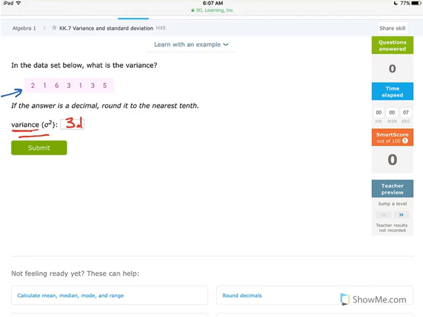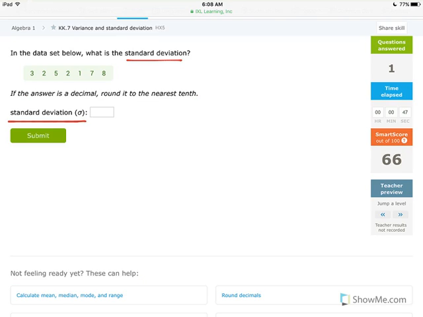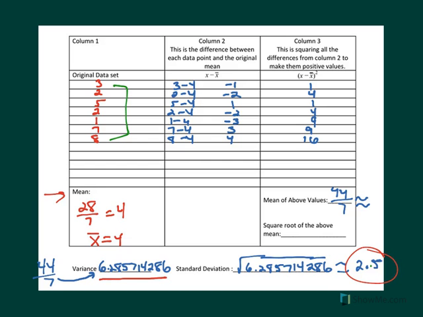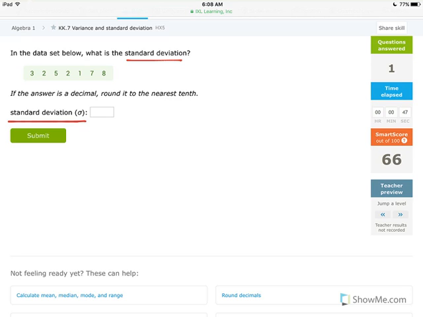And let's go back to the problem and put our answer in. So here's our standard deviation. So just go back to IXL. They wanted standard deviation, so it's going to be 2.5 for an answer. And that is it for standard deviation.